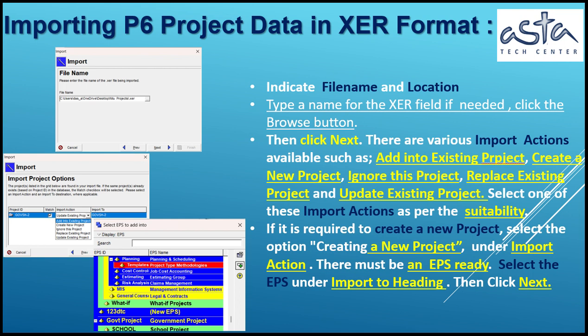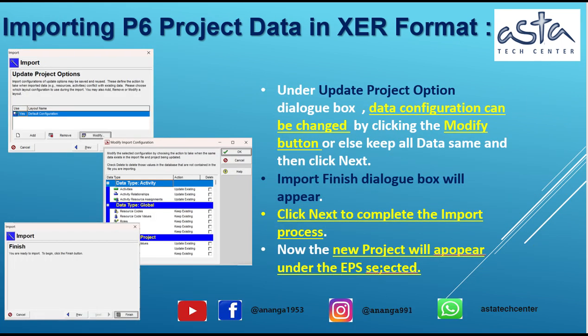If it is required to create a new project, select the option Create a New Project, under Import Action. There must be an EPS already existing. Select the EPS node, under Import to heading. Then click Next. Under the Update Project Options dialog box, data configuration can be changed by clicking the Modify button or else keep all data the same and then click Next. The Import Finish dialog box will appear. Click Finish to complete the import process. Now the new project will appear under the EPS selected.